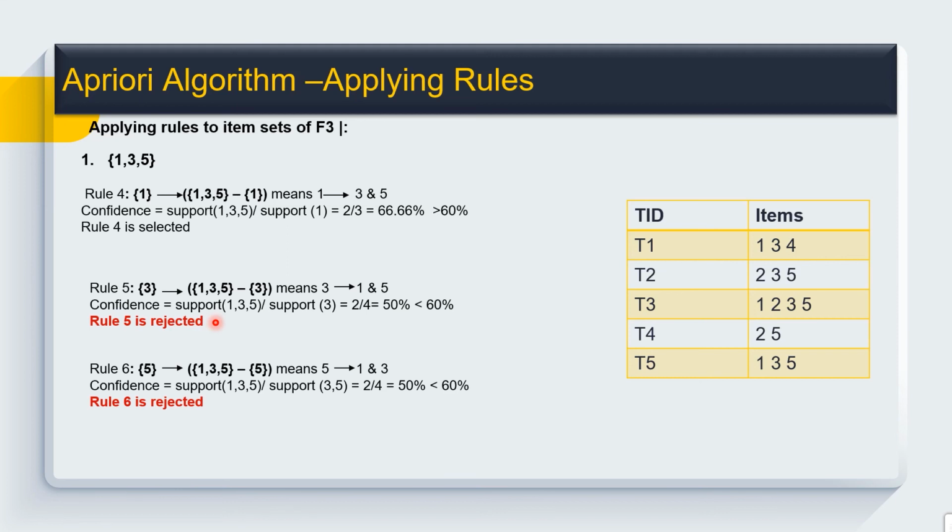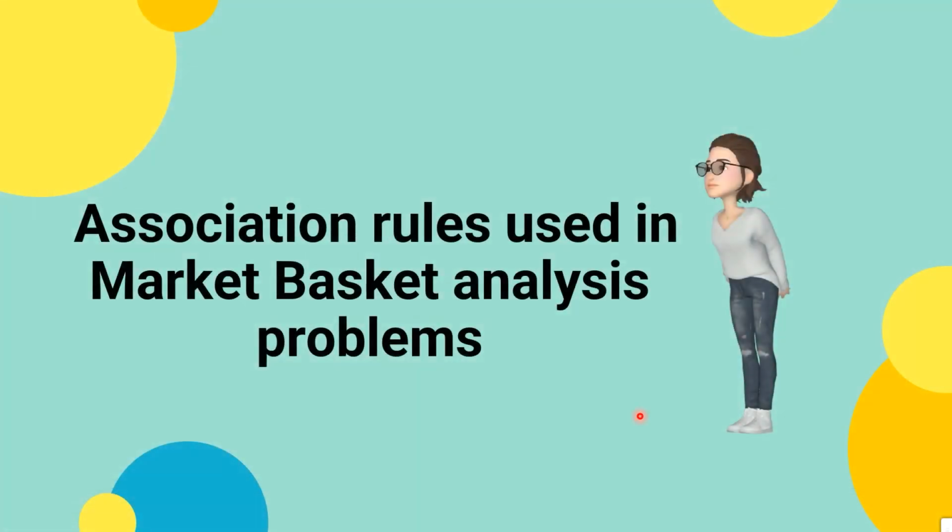So, one thing to keep in mind is that the order of the item set is also very important and will help us create good rules and avoid any kind of confusion. So, now let's learn how association rules are used in a market basket analysis problem.